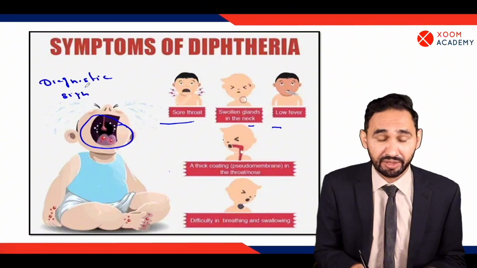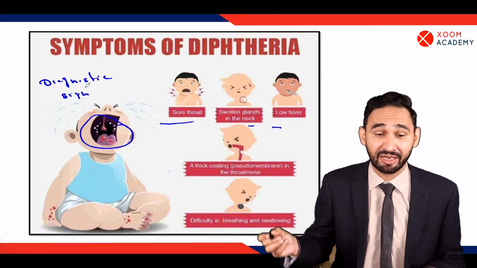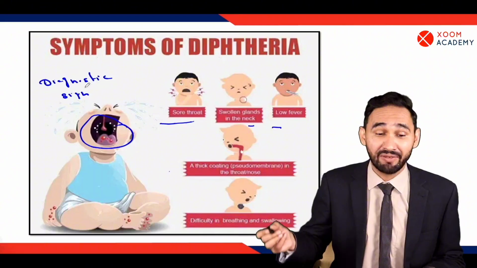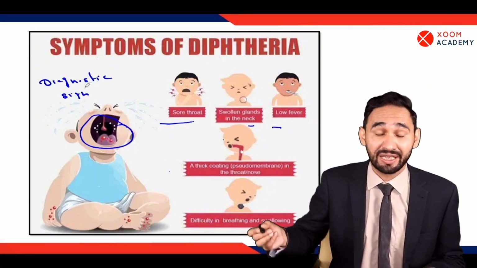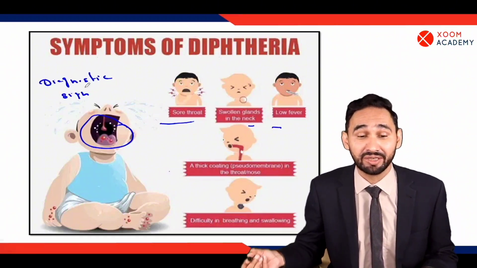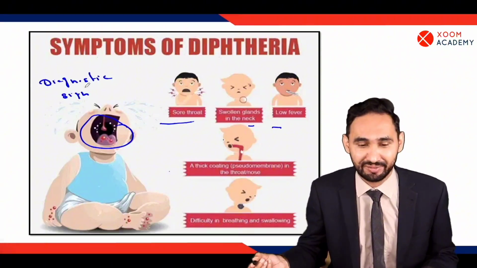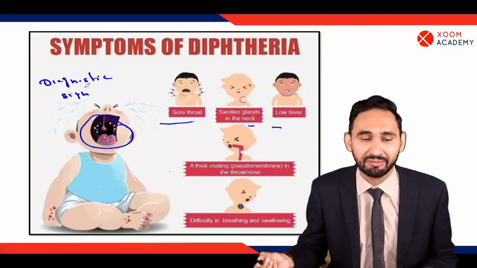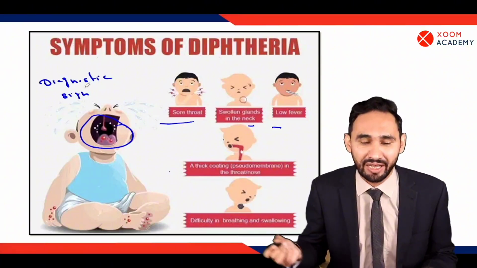You can pick it from the scenario. They can ask that a child of 10 years of age having pseudomembrane in the pharynx, with mild to moderate fever, sore throat and swelling of the neck. What is your diagnosis? Your diagnosis should be diphtheria, because pseudomembrane is a diagnostic sign of diphtheria.